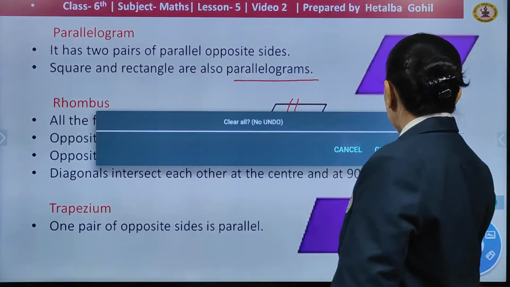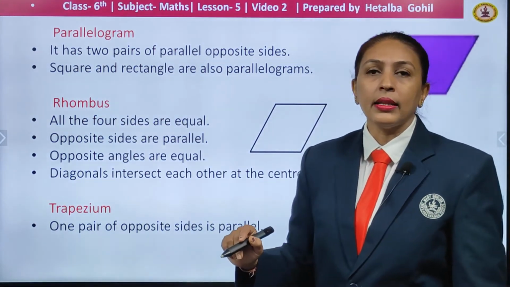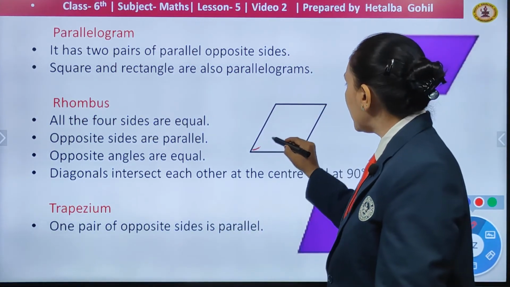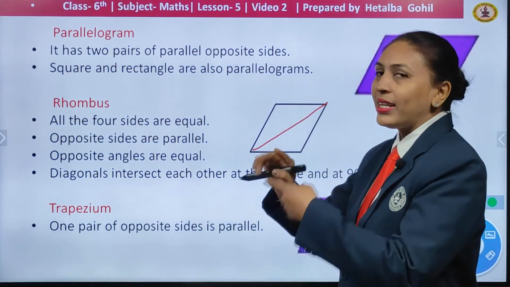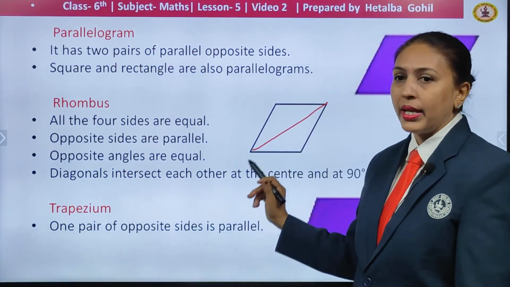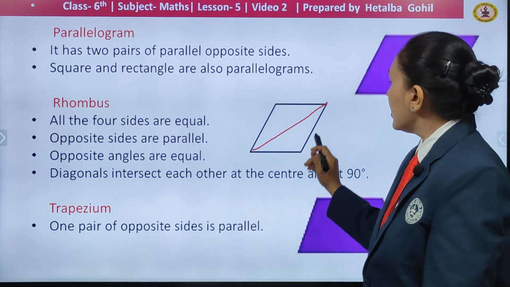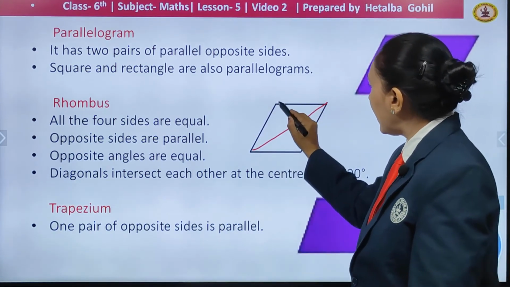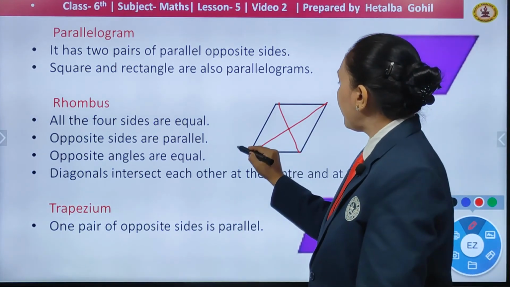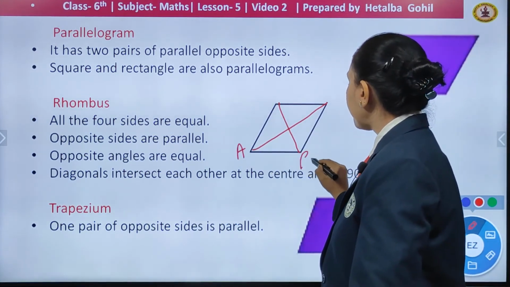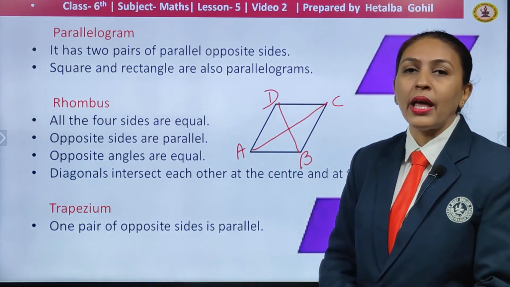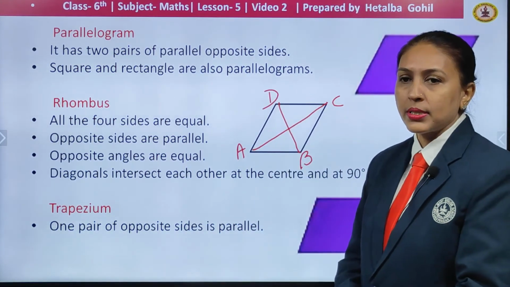What are diagonals? The line segments joining the non-consecutive vertices. Non-consecutive vertices means you can call it the opposite vertex. When it joins here, this is called a diagonal. We have another diagonal also here. If I name it A, B, C and D, AC and BD are the two diagonals of this rhombus.